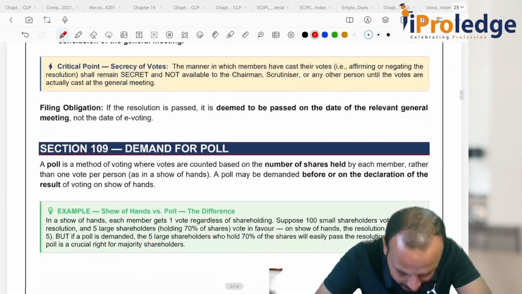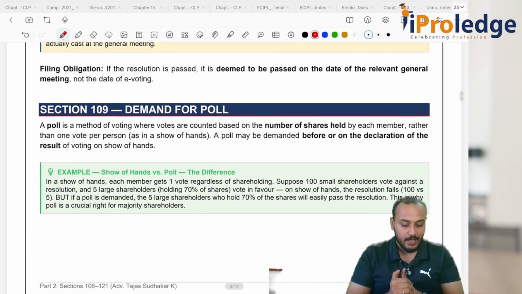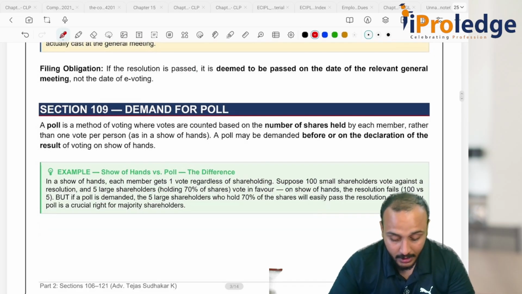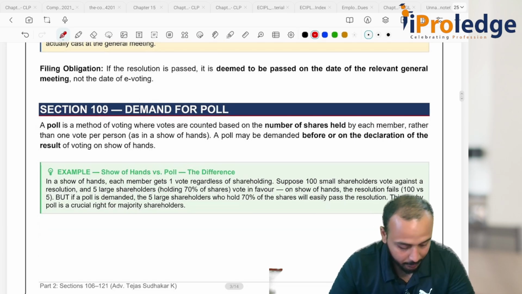Then demand for poll is your Section 109. A poll is a method of voting where the votes are counted based on the number of shares held by each member rather than one vote per person.